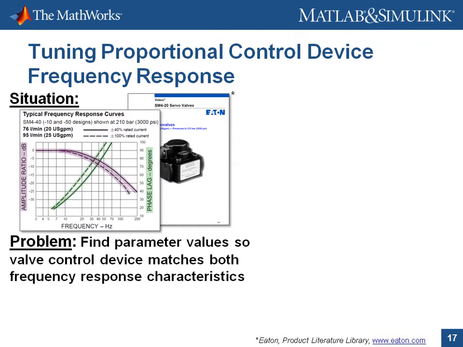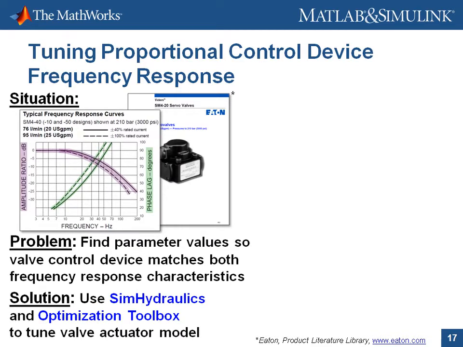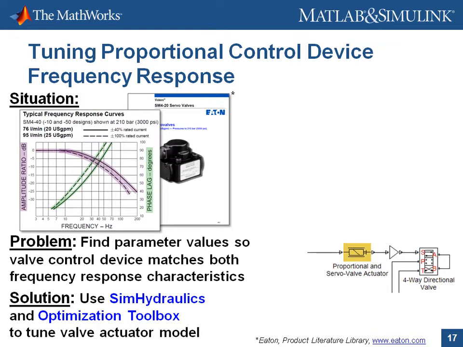What we need to do is to tune parameter values in our valve model until the frequency response generated by the simulation matches the characteristics shown in the datasheet. To do this, we'll use SimHydraulics and the optimization toolbox. The data shown in this datasheet was taken from a hydraulic circuit configured like this, where the input is the input to the valve control device, and the output is the flow rate in the external loop.